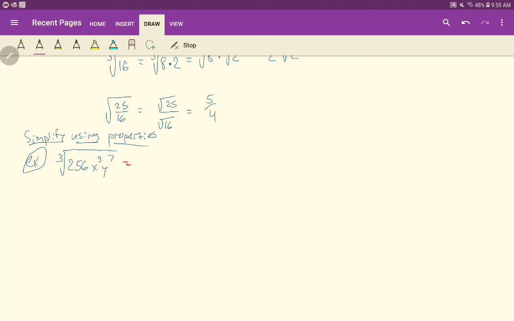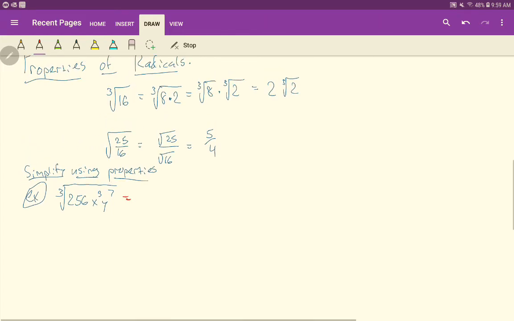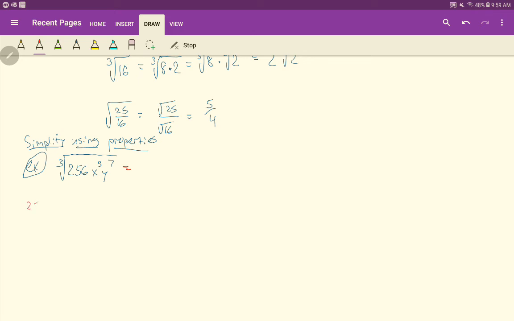256 is not a perfect cube, so we need to rewrite it as some power. Okay, and so this is where you kind of have to guess and check a little bit. Can we rewrite 256 as a power of 3? So, is 256 equal to 3 to something?